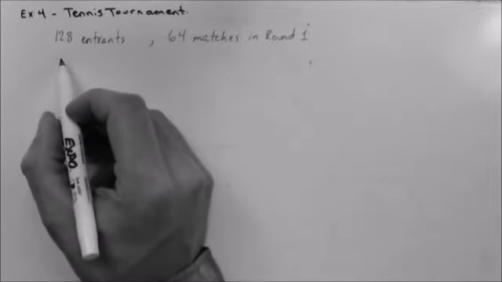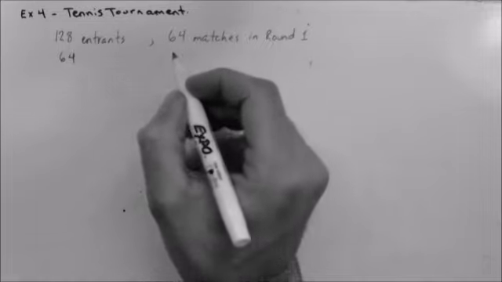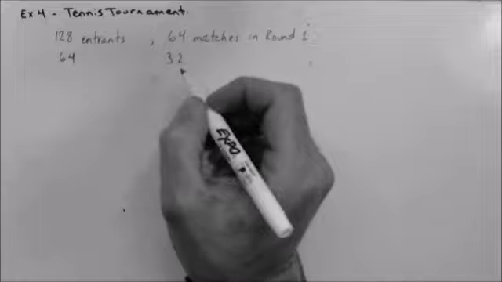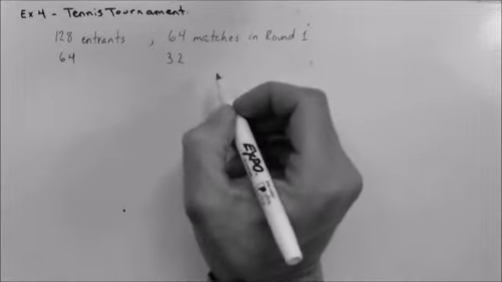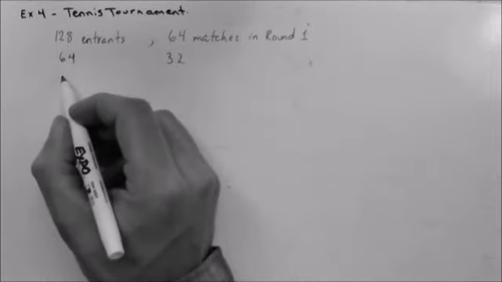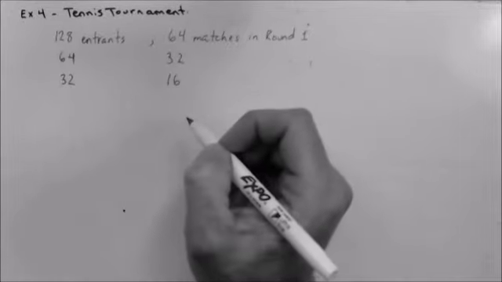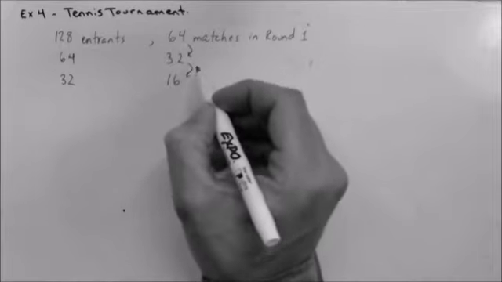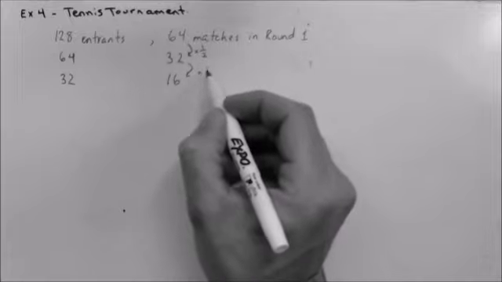So in round 2, there are only going to be 64 entrants remaining, and they'll play each other according to some schedule, and there will be 32 matches in round 2, okay? And then after that, half of them will get knocked out. There will only be 32 entrants remaining, and there will be 16 matches in round 3. So you can see how this is going to be a geometric series where the common ratio is 1/2.